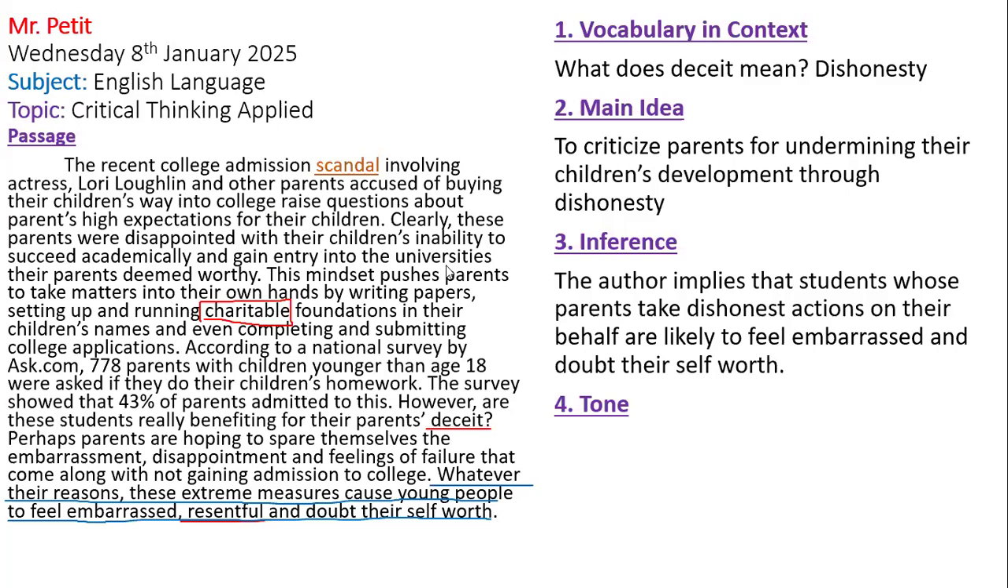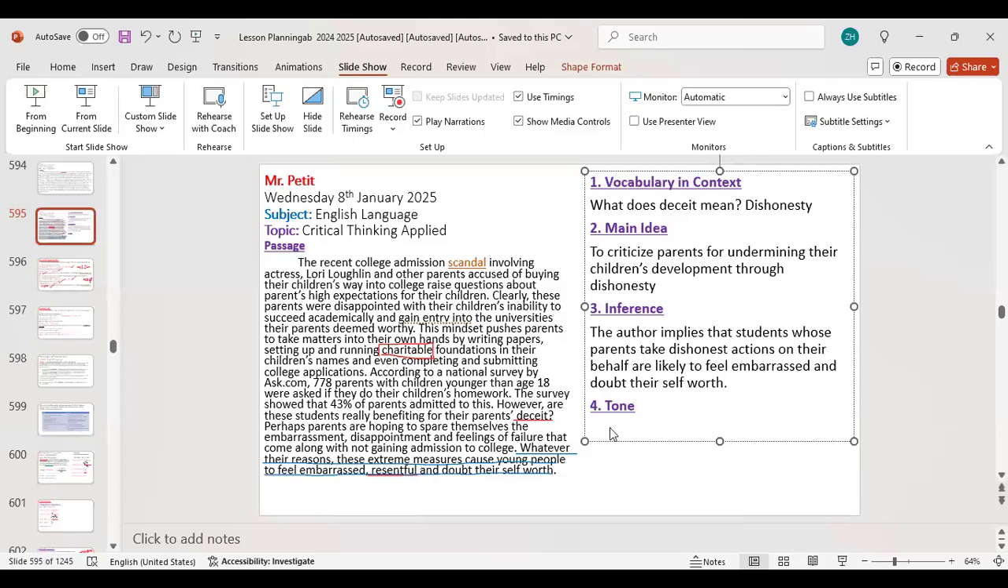So the options I was going to give you were A, critical and concerned, B, indifferent and neutral, C, supportive and optimistic, or D, humorous and lighthearted. What's the correct one? A, very good. Critical and concerned. How do we know that the author is critical? What would support that?